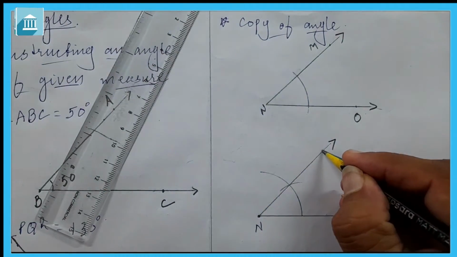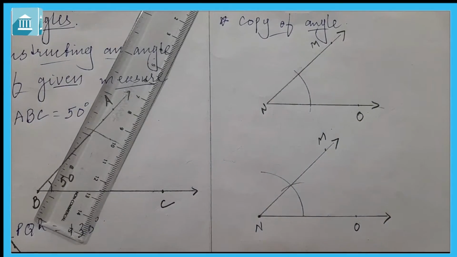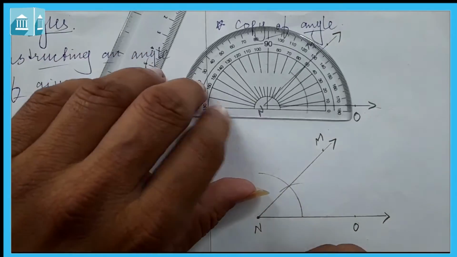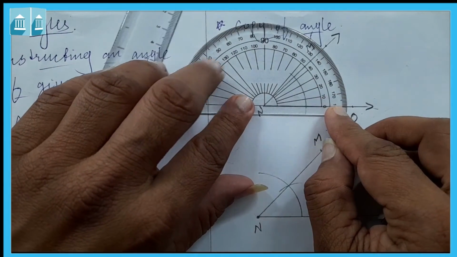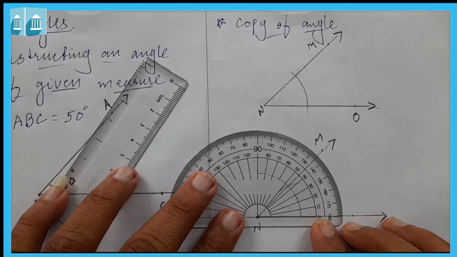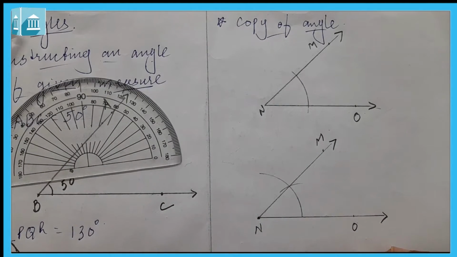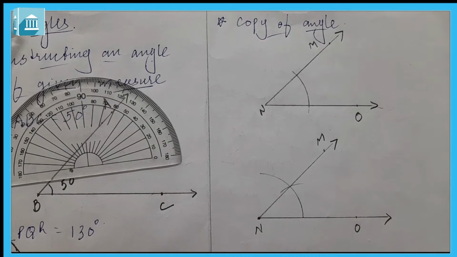ये हो गया. सपोज इसको M है तो ये दोनों एग्जैक्टली कॉपी हो जाएंगे. इनकी कॉपी हो गई है. देखो for example इसको अगर हम मेजर करते हैं then it will be 45 degree. इसको मेजर करेंगे तो ये भी हो जाएगा exactly 45 degree. So in this way you can copy the angle.